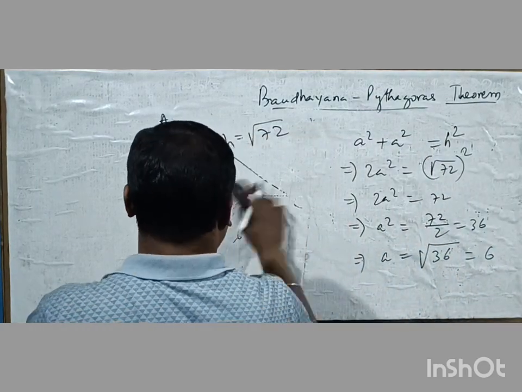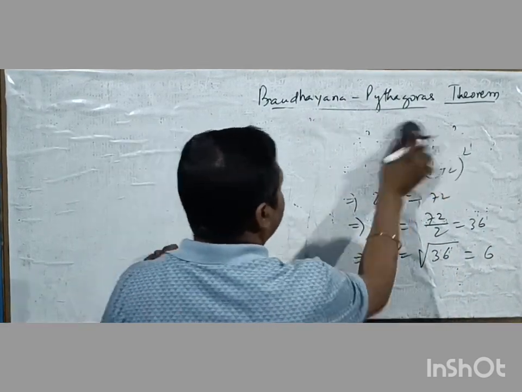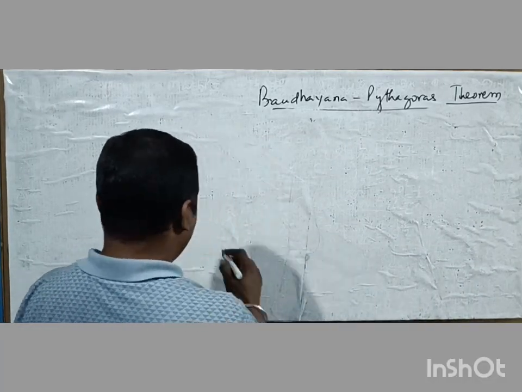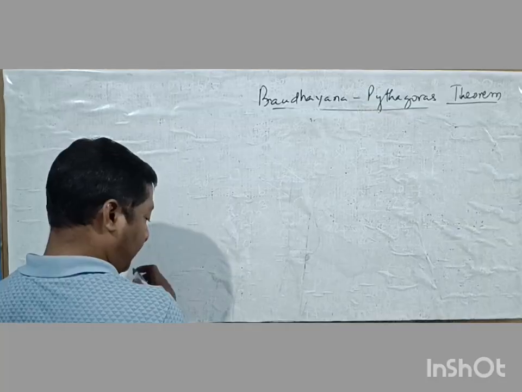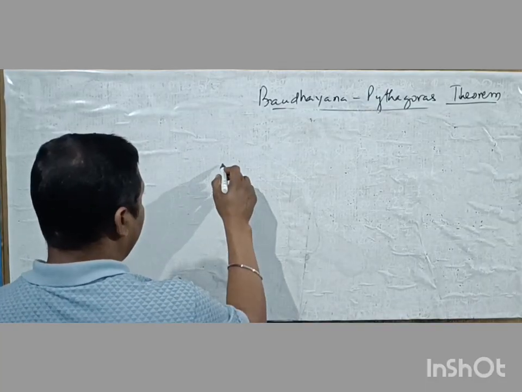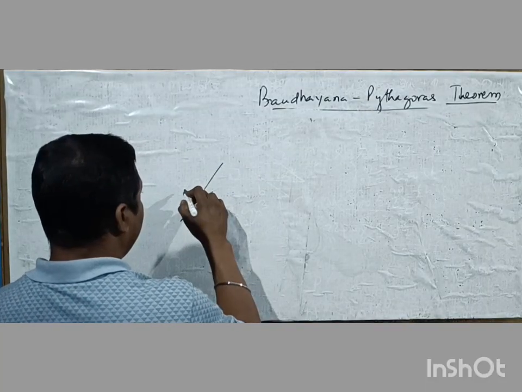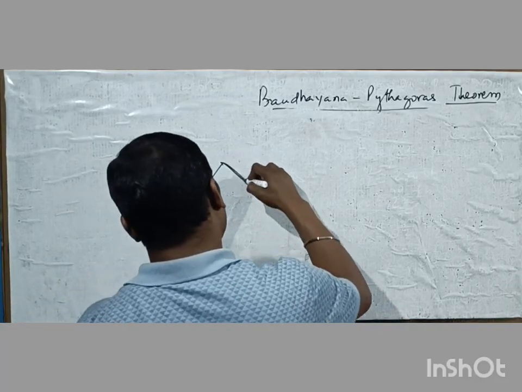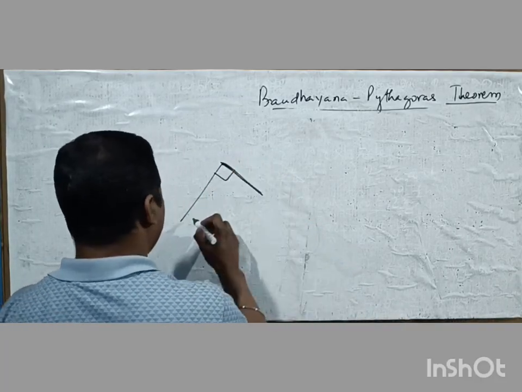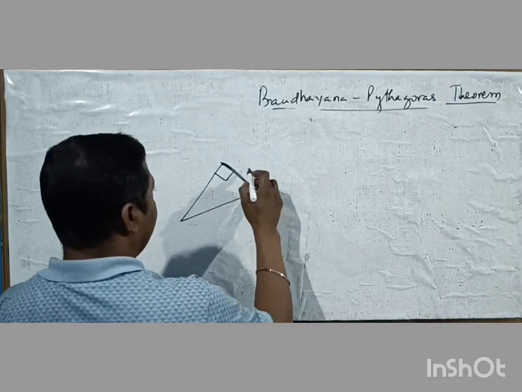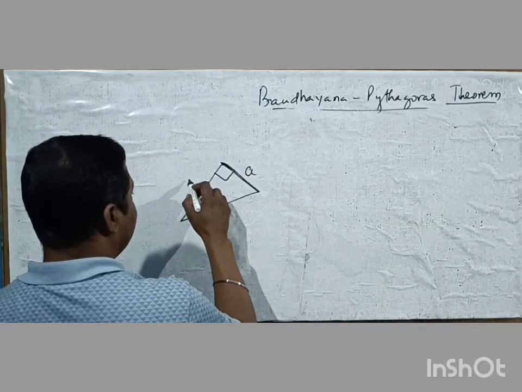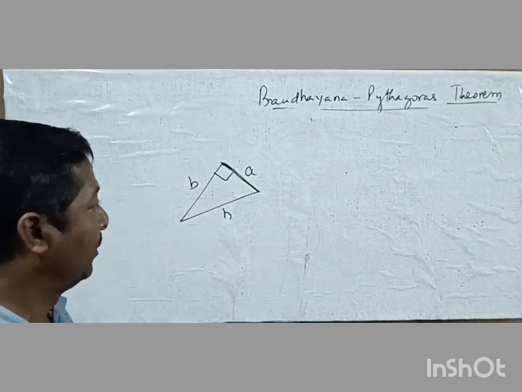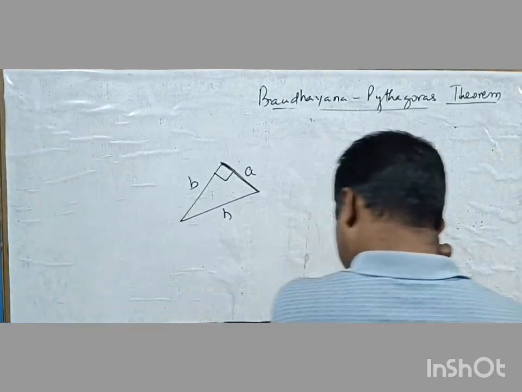Let's consider one more. Suppose this is a right angle triangle in this way. This is a right angle. Suppose this is the base A, this is the perpendicular B, and this is the hypotenuse H. Could you follow this one?